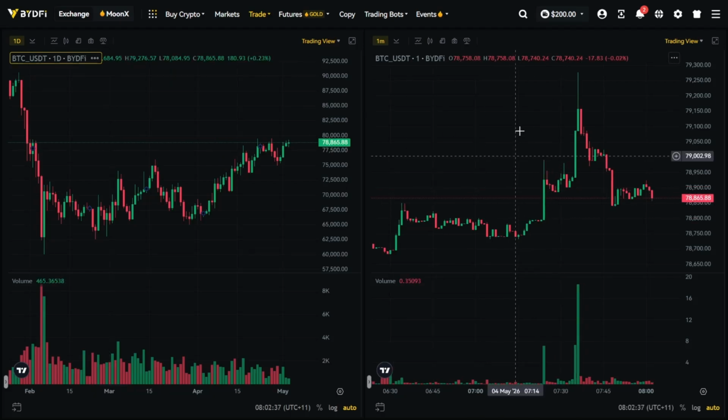I can use the shorter time frame to plan short-term entries, while the longer time frame helps me understand the bigger trend of the asset. Overall, this helps you stay organized, react faster, and get a better view of what's happening in the market.